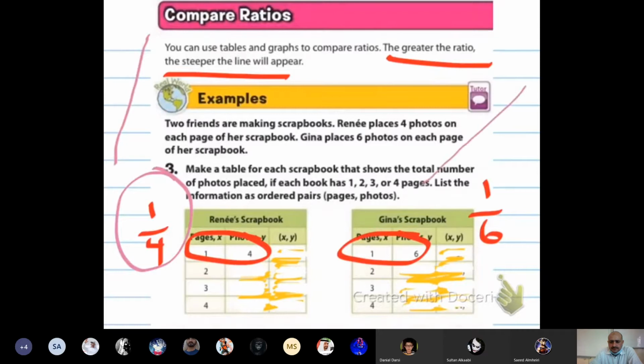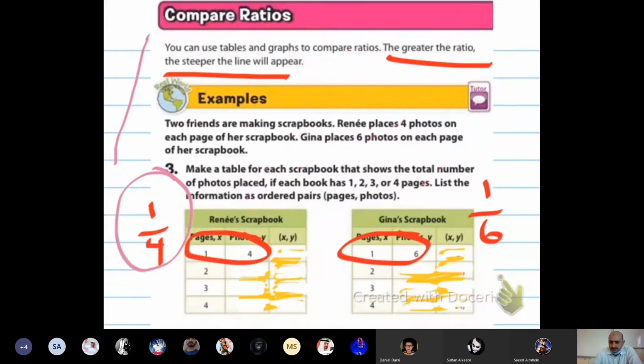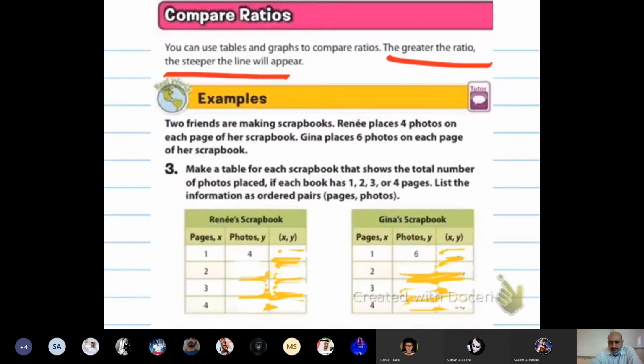Steep means, like, think about a hill. If it's a really steep hill, it means it practically drops straight down. If it's not very steep of a hill, then it's not very angled. So that's what steepness means, angled or not angled, okay? So steeper is the greater ratio. And remember, ratios we can think of as fractions. So whichever the bigger fraction is, is the steeper line.